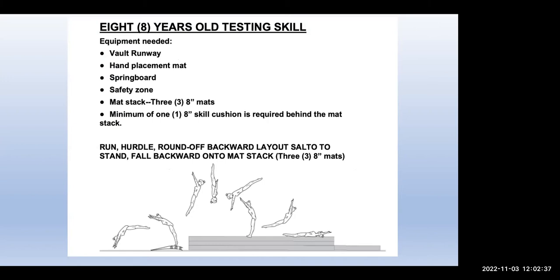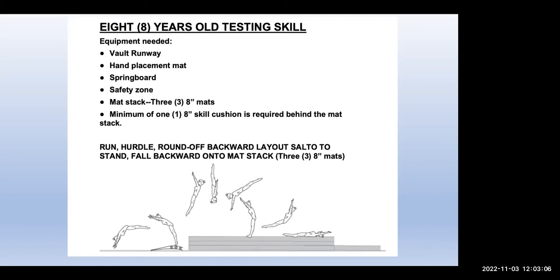Just reminders, they need the vault runway, the hand placement mat, because it is a round off onto the board. They need the safety zone, just like in a Yurchenko. And you notice in the picture here, we do not have a picture of the safety zone or the hand placement mat, but that does have to be there. They also have to have an 8-inch skill cushion behind the mat stack. This is just like what we do for level 6 and 7.